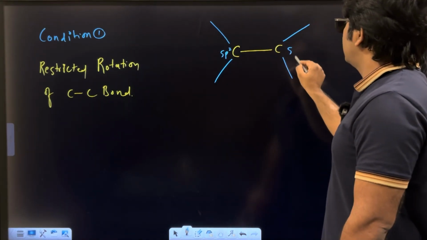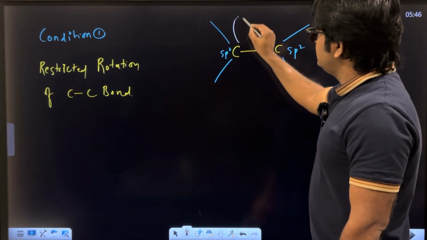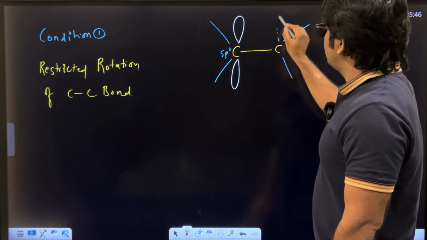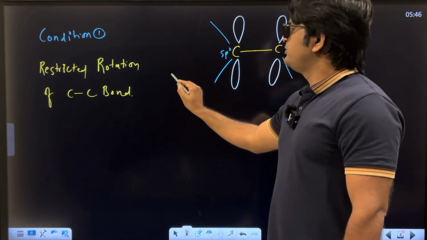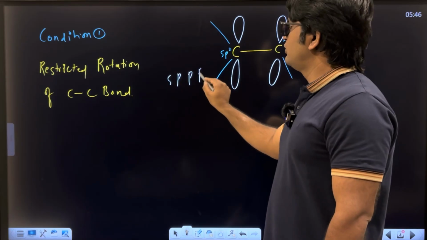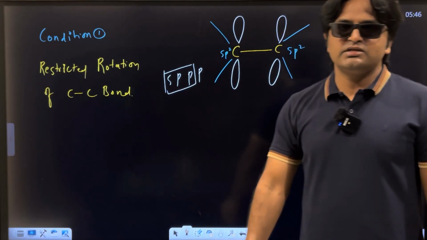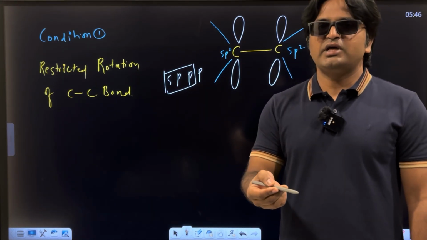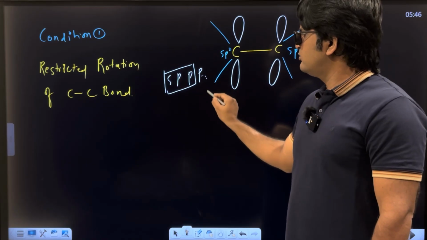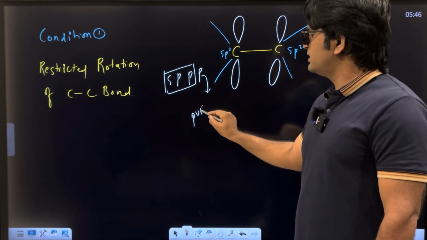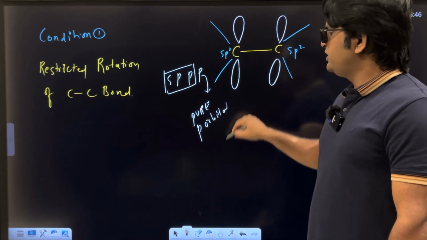sp2 hybridization, again sp2 hybridization. Next, here each carbon contains a pure p orbital. Why? Because in sp2 hybridization there are, sorry, 3 p orbitals. Out of 3 p orbitals, how many orbitals are participating in hybridization? Only 2. So here hybridization is sp2. And what about this fourth one? This fourth one is taken as a pure p orbital. Is it clear? Pure p orbital.